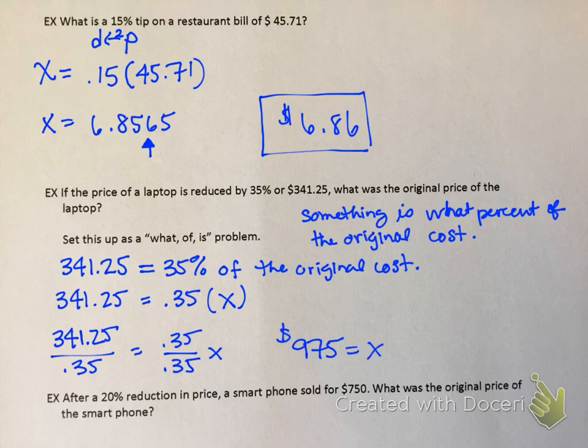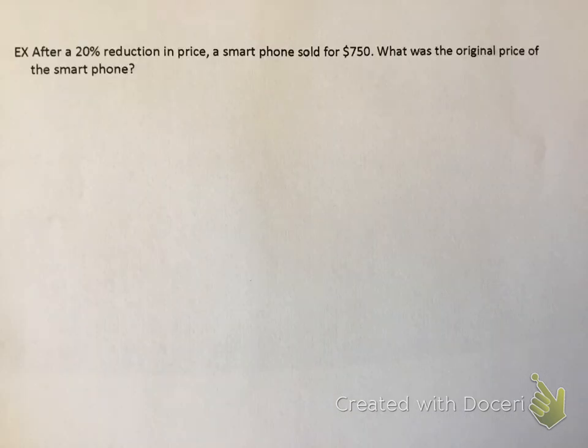$975. So to check my answer, I would take 35% of $975, so multiply 0.35 times 975, make sure that comes out to be 341.25. And it does. So last problem, guys. After a 20% reduction in price, a smartphone sold for $750. What was the original price of the smartphone?